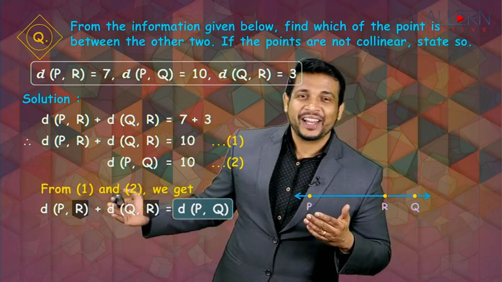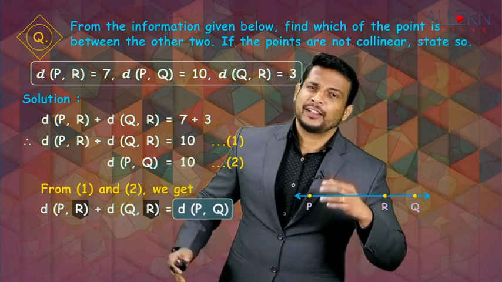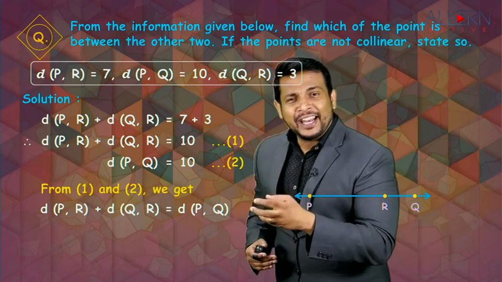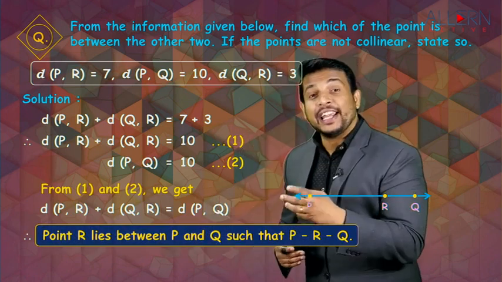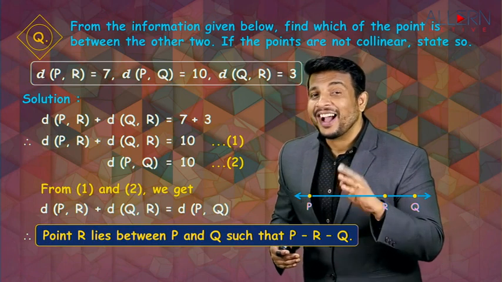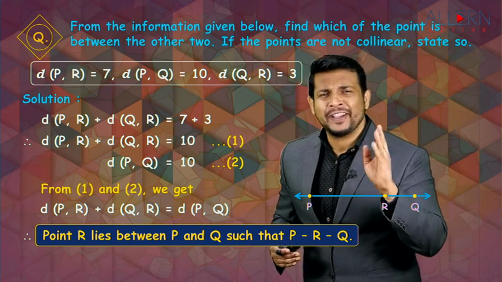Look at the other two. What is common in them? R. That means we can say R is between P and Q. That's the easiest way. And then we finally write that point R lies between P and Q, such that P-R-Q. Was that easy? Very simple, right?